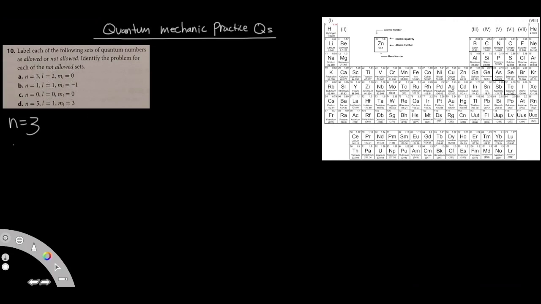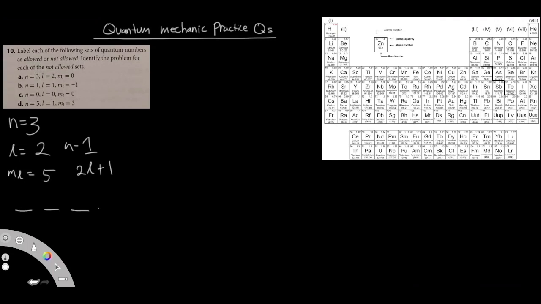So N is equal to 3. L is equal to N minus 1, so 3 minus 1 should give us 2. Seems like that works out. Okay, it's pretty straightforward right now. ML equals 0. Well, obviously the formula should be 2L plus 1. So 2 times 2 gives you 4, plus 1 gives you 5.